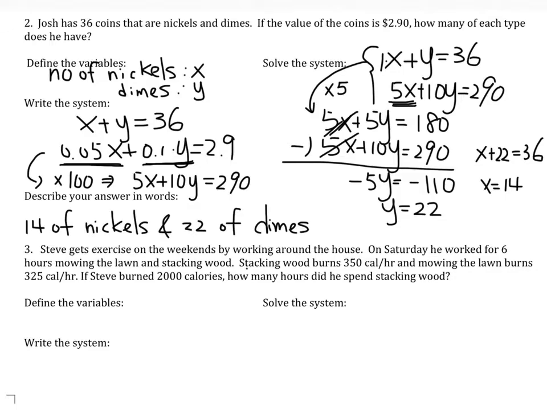Plug back into the first equation, x plus y equals 36. The total number of coins he has is 36. So x plus 22 equals 36. Subtract 22 from both sides, x equals 14. So I know that Josh has 14 nickels and 22 dimes. Number of nickels he has is 14. Number of dimes he has is 22.